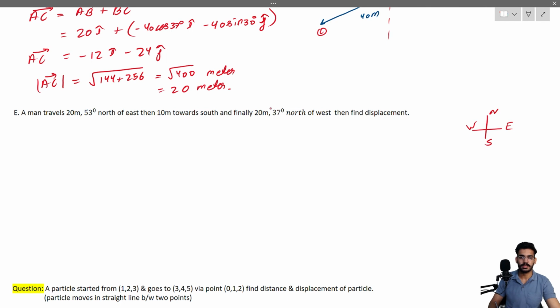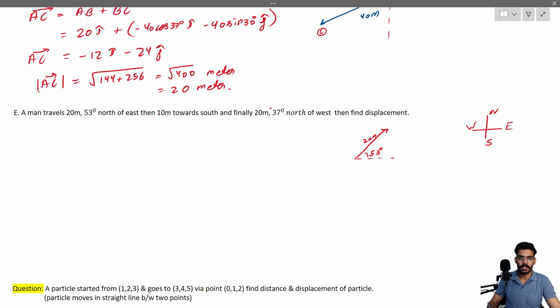Okay, this is direction. This is a little bit of a complicated thing, so we will draw all the vectors separately. First, a man travels 20 meter, 53 degree north of east. So 53 degree north, you have to turn from east. So 53 degree towards this side, 20 meter distance, how much angle? 53. Okay, this is your first vector.